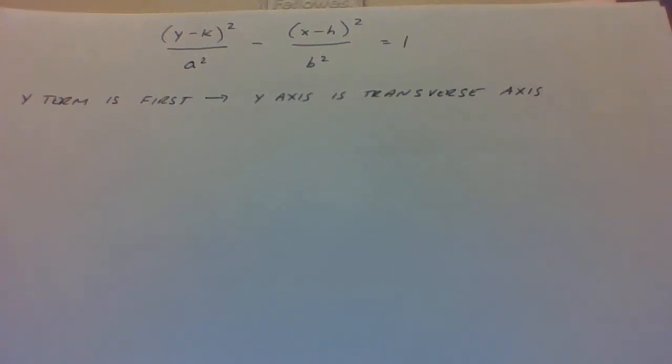Let's take a look at some additional notes for this section. Let's take a look at this equation. We have y minus k, the quantity squared, over a squared, minus x minus h, the quantity squared, over b squared, equals 1. You're going to notice that the y term comes first in this equation, which means that your y-axis is going to be your transverse axis. This hyperbola is going to be opening up-down.